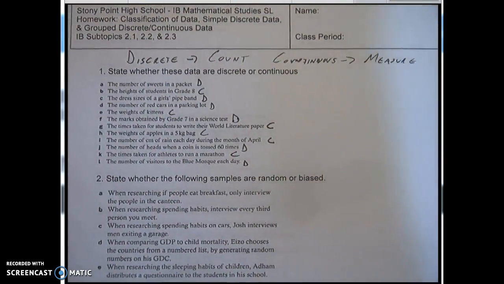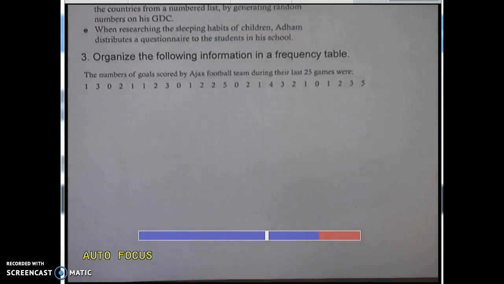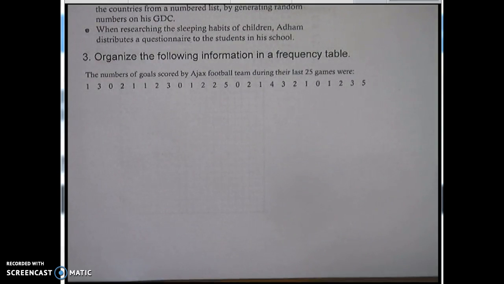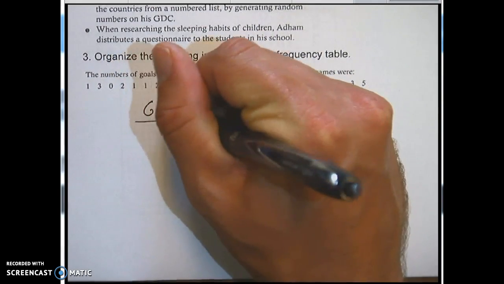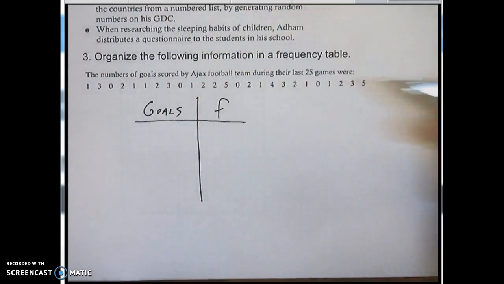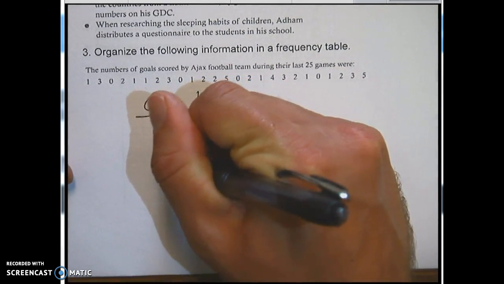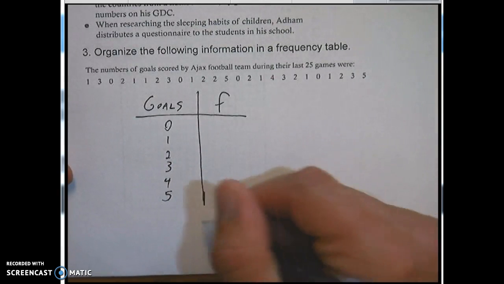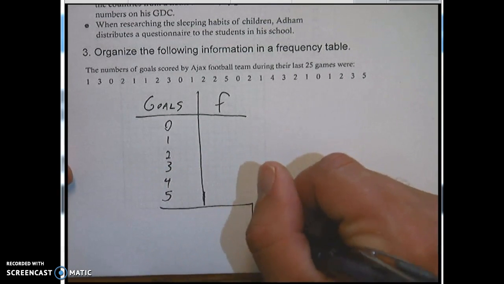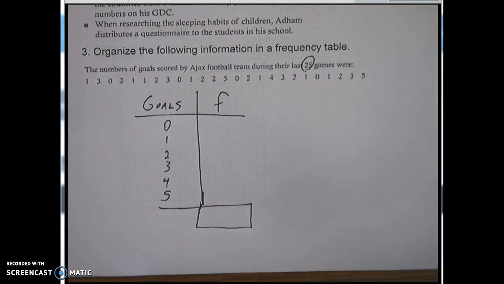Next thing I want to talk about, since we've already talked about discrete and continuous, is how to make a frequency table. The number of goals scored by a football team during the last 25 games are right here. So we're going to have two columns: number of goals, and frequency, which I usually just write as a lowercase f. So we've got 0, 1, 2, 3, 4, and 5. And then I like to total it out at the bottom here. When we add it up, it should be 25, so we'll double check at the end and make sure we've done it correctly.